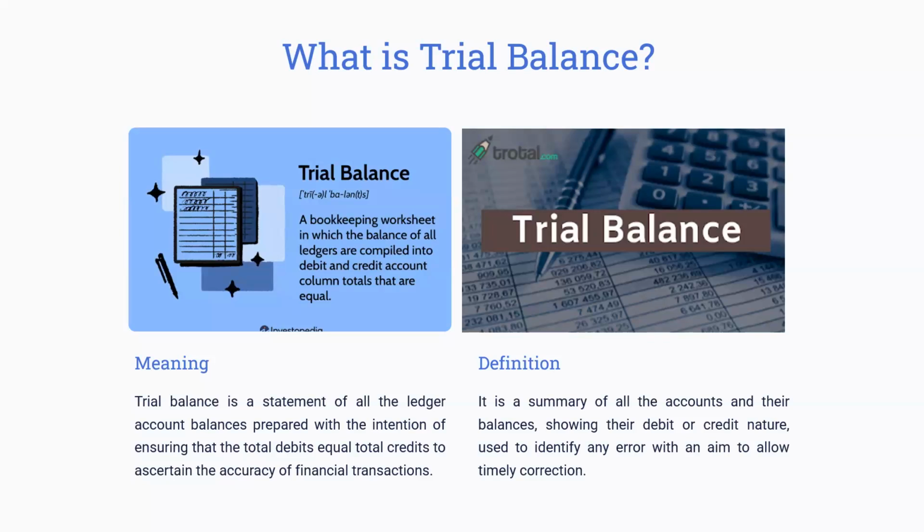So it's a form of statement, an arrangement of all the entries in the form of a statement. There are no two columns like we usually have, the debit column and the credit column. It has two columns placed side by side. The main objective is to check the arithmetical accuracy.